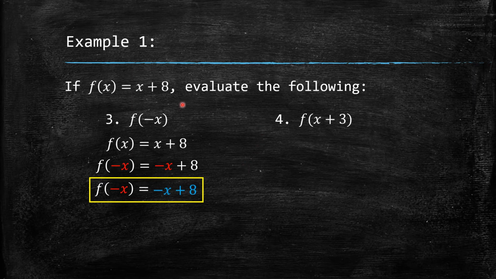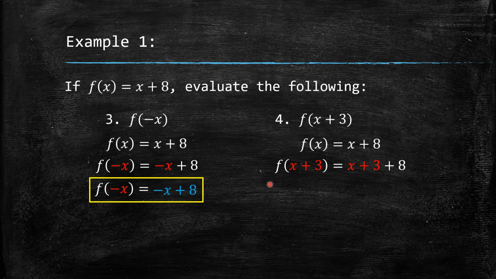Number 4, same given, but our x value is x plus 3. So we will use the given now, f of x equals x plus 8, and then just replace or substitute the value of x. It will become f of x plus 3 equals x plus 3 plus 8.